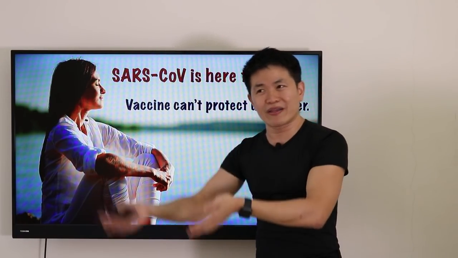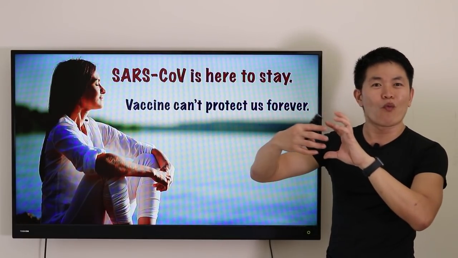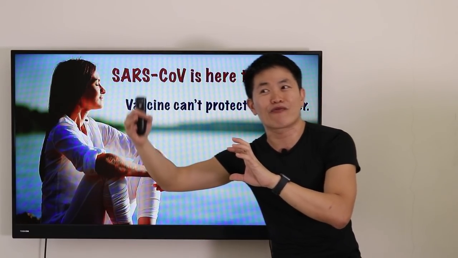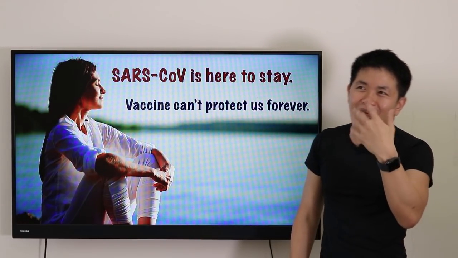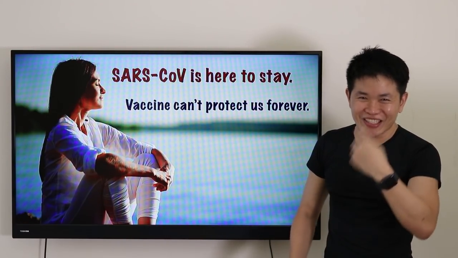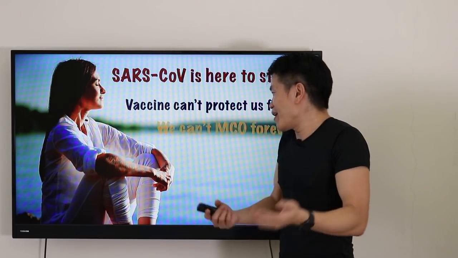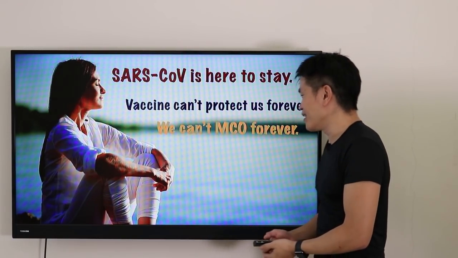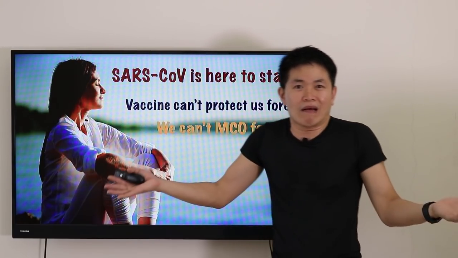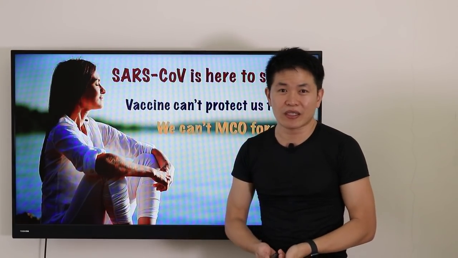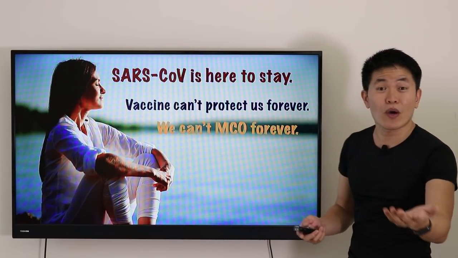If a mutation occurs more on the S1 and S2, the one you have vaccinated against, the first version doesn't work anymore. Look at this speed. I think maybe every 1 or 2 years you need to upgrade your software. I don't know if you really buy into that. So we can't MCO forever. Look at now. People are getting jobless, businesses are shutting down. This is not the right way. Does it work or not?